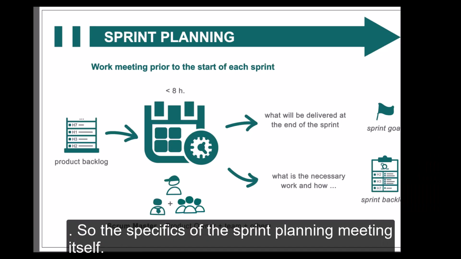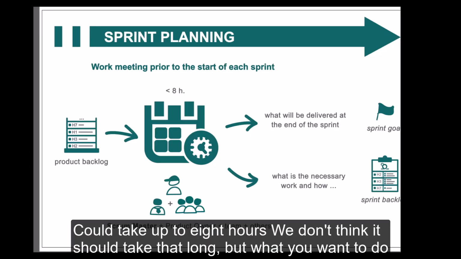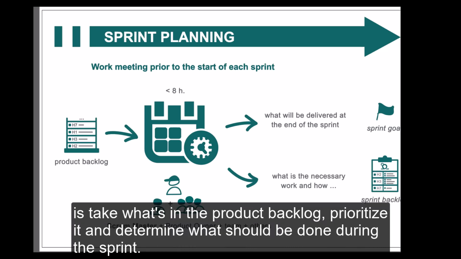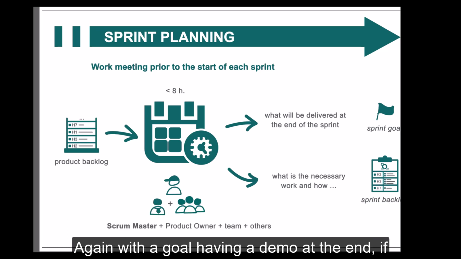So the specifics of the sprint planning meeting itself could take up to 8 hours. We don't think it should take that long. But what you want to do is take what's in the product backlog, prioritize it, and determine what should be done during the sprint. Again, with the goal of having a demo at the end if appropriate.